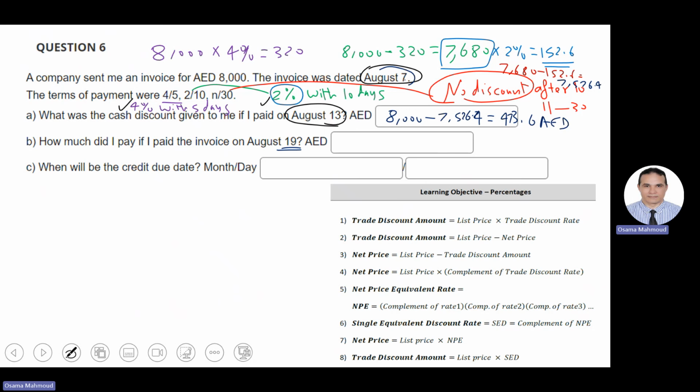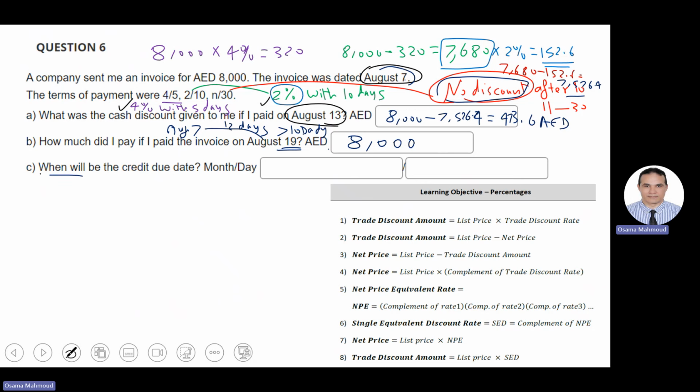from 7 to 19, greater than 10 days, right? So there is no discount if you paid after 10 days. So here, he should pay the regular amount without any discount because he paid after 10 days, right? Because the invoice date is August 7. To 19 is how many days? 12 days. So he's not eligible for any discount, right?